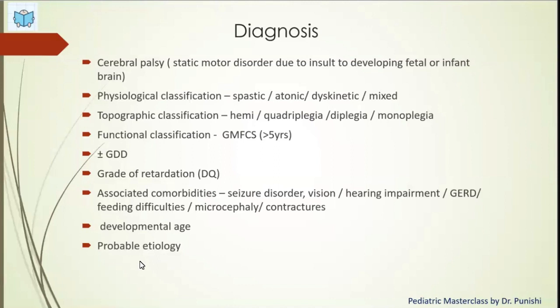So you say this is a case of CP, which is a spastic diplegia with functional classification of grade 4, with global developmental delay, with moderate retardation, with associated comorbidities like feeding difficulties and contractures in the ankle joint, the developmental age being 5 months, and the most probable etiology is, say, a hypoxic insult, a perinatal hypoxia, because let's say that there is a history of the child probably not crying at birth. So this is just an example of how the diagnosis will sound.